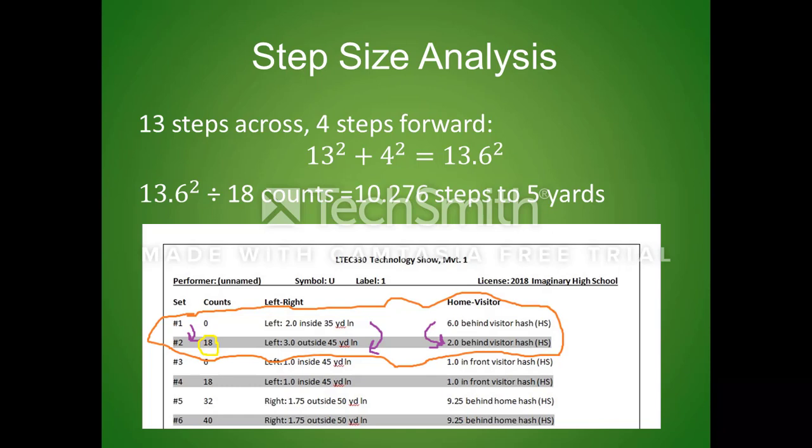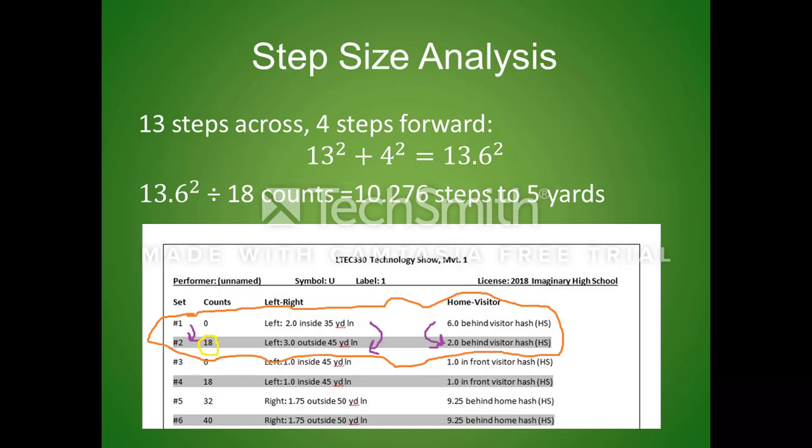For her final slide, she was asked to calculate the steps per 5 yards she would need to take to get to her dot from the first dot. To do this, she had to find the total number of steps side to side she was moving and the total number of steps front to back she was taking. So she notes that from side 1 to side 2, or from set 1 to set 2, she took 13 steps across the field. She also notes from set 1 to set 2, she takes 4 steps forward throughout the duration of the move.